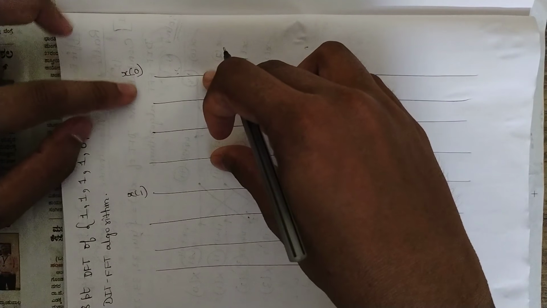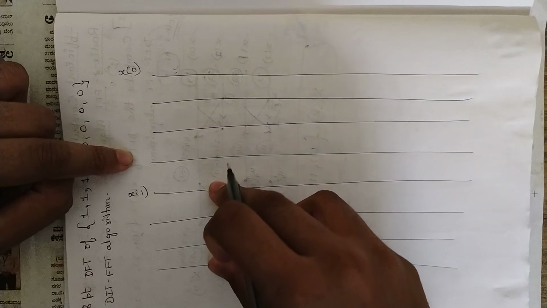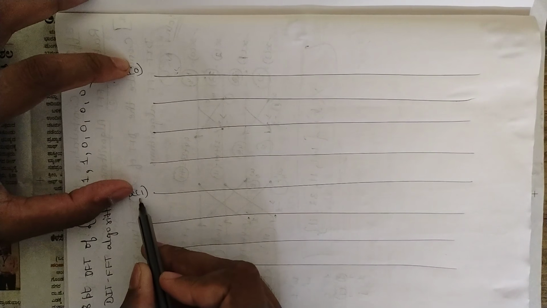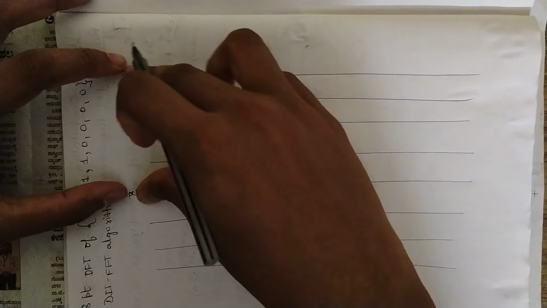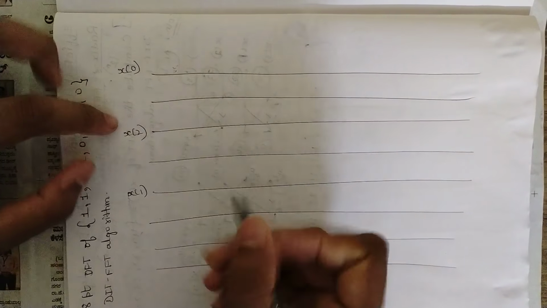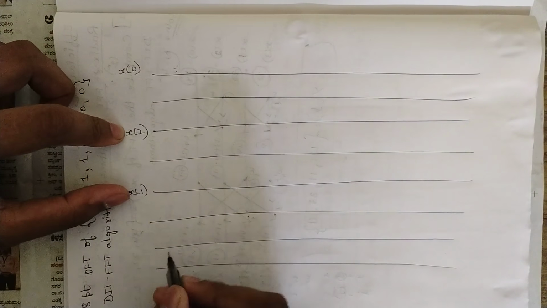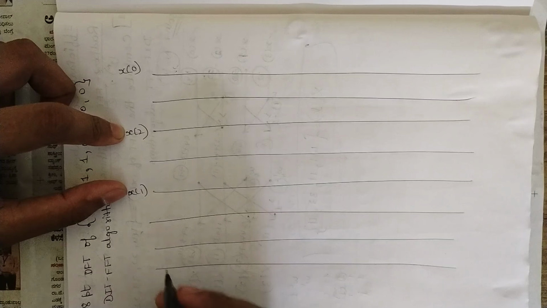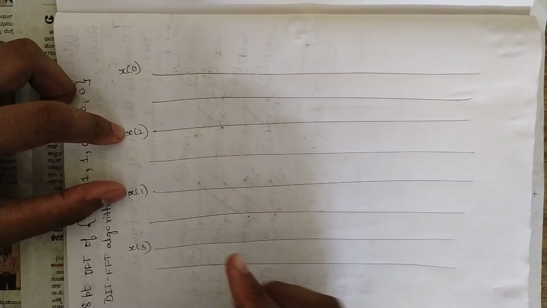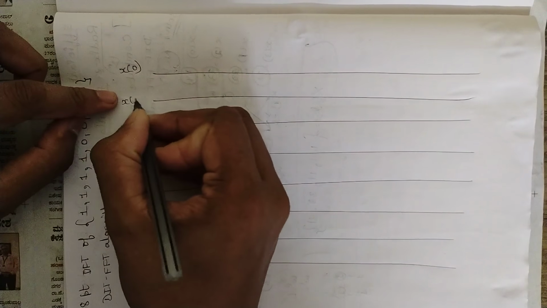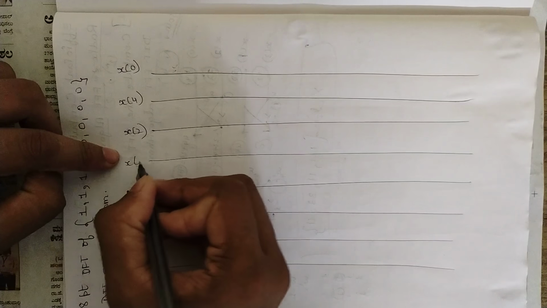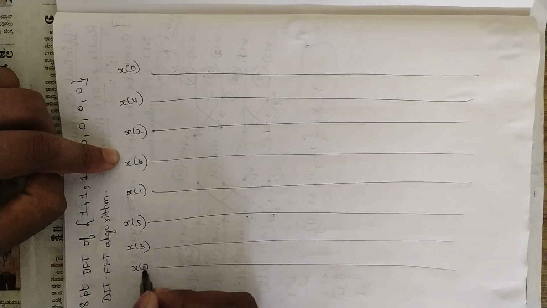In this pair only all the even values would be there. In this pair all the odd values would be there. If this is x of 0, in the 5th line we have x of 1. Then x of 2 would be coming in between x of 0 and x of 1, that is in the middle line. Then similarly x of 3 would be coming here, between these two lines. Then x of 4 again here. Then x of 5 is here. x of 6. x of 7.